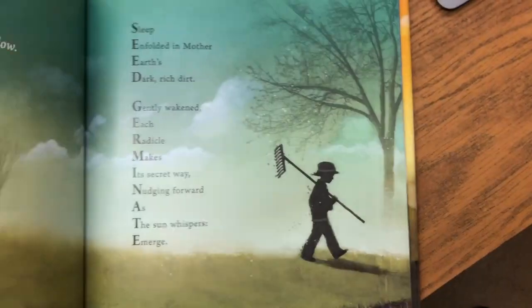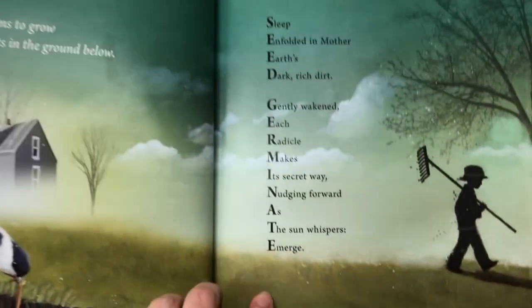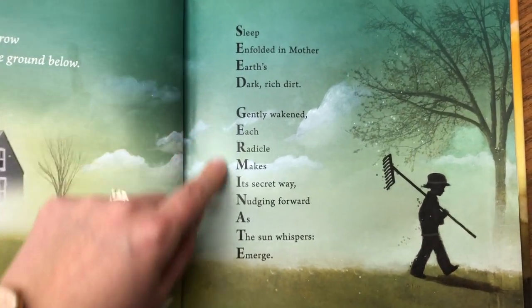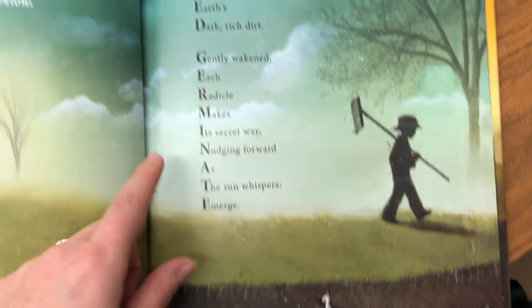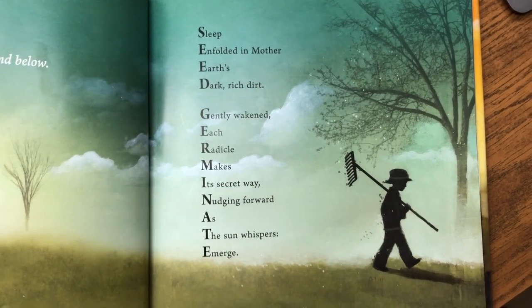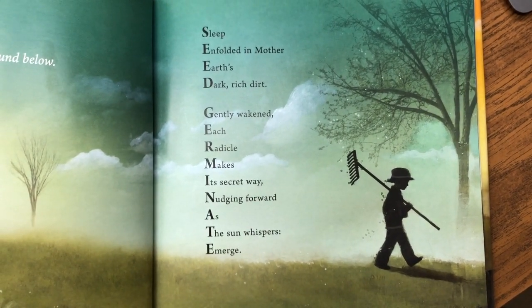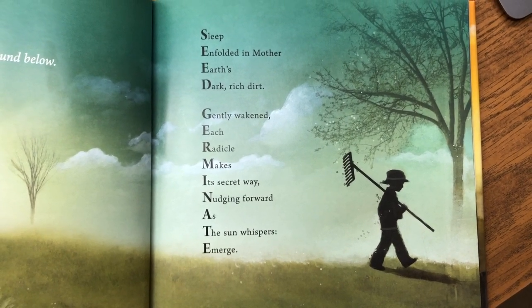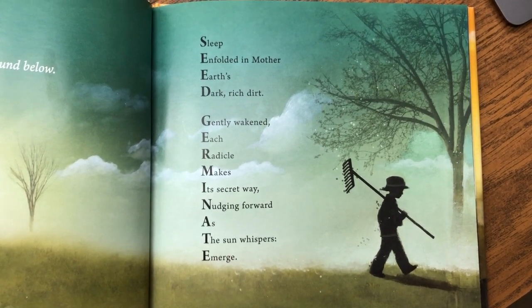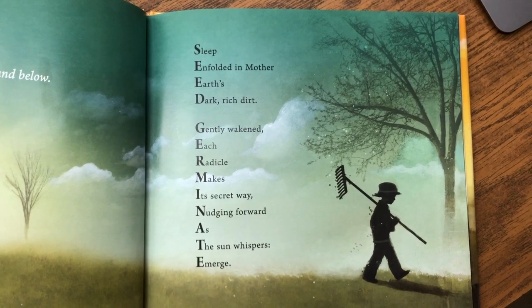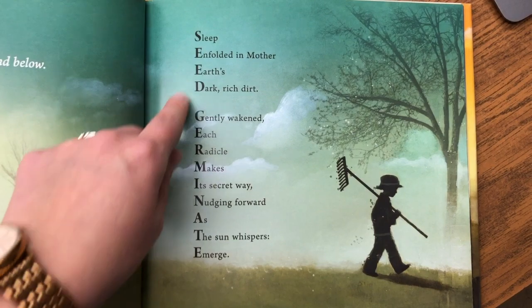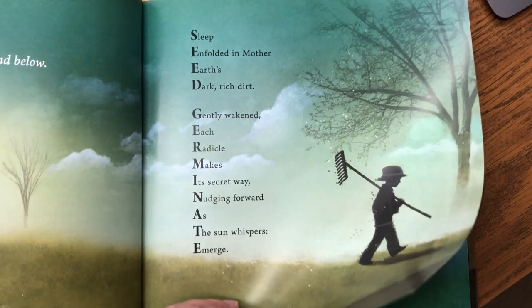It goes in the seasons, and we're starting with spring. So we can look down the side. It says seed germinate, and germinate just means when a seed starts to grow. Sleep enfolded in Mother Earth's dark, rich dirt. Gently wakened, each radical makes its secret way, nudging forward as the sun whispers, emerge. Now, you see how they actually made sentences? You can do that too.